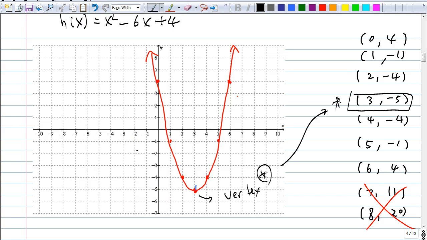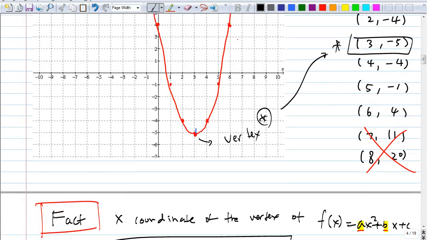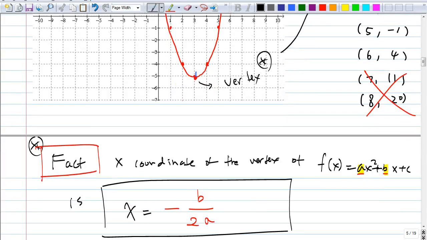You all ready? This is a key concept, and we'll figure out why this is true. To find the vertex, write this down. Fact. This is the key idea. If you don't know this, you cannot do your homework tonight. This is a fact. The x coordinate of the vertex, you already know what it is? How did you know that? That's exactly right. It's negative b over 2a. Brandon is correct.